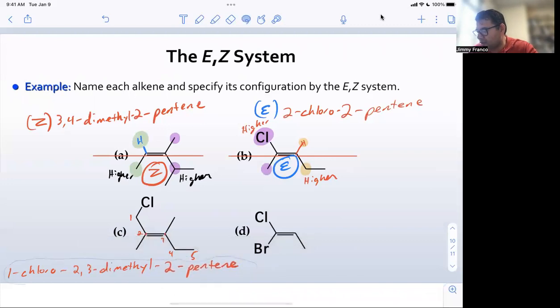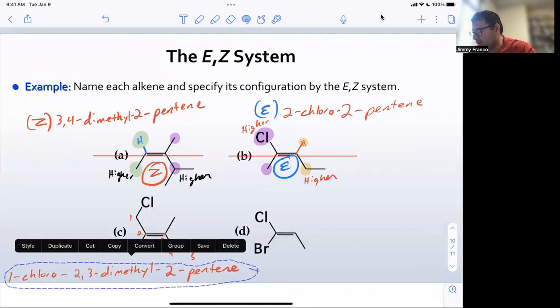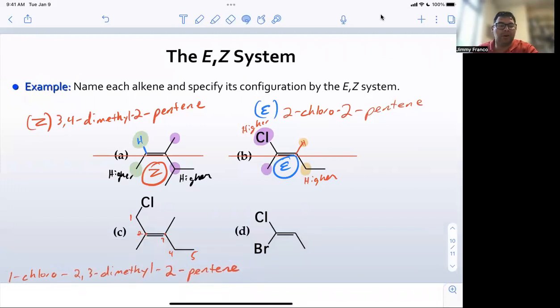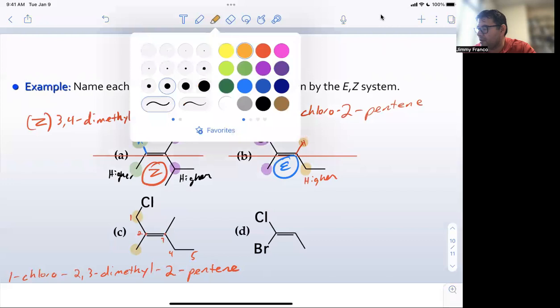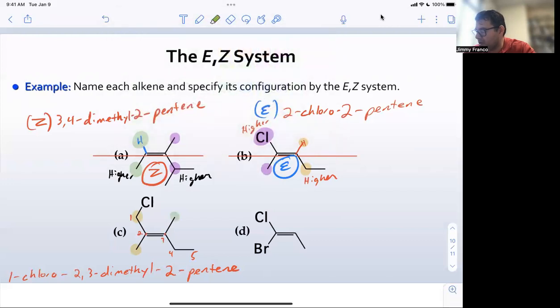And so we draw this. So we get it right there. So 1 chloro, 2,3 dimethyl, 2-pentene. Now the last thing we want to do is solve for the E or Z. So let's color code them again like we did before. So we're going to compare this carbon versus this one, and we'll compare this carbon versus this one.